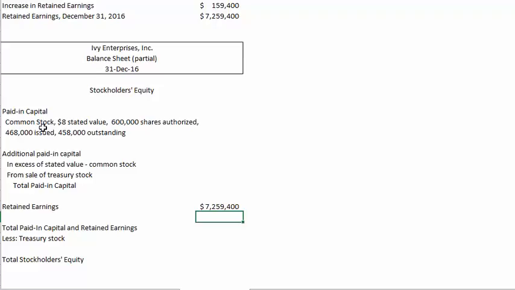And so we actually do need to list and let the shareholders know what's the stated or par value, how many shares have been authorized, issued, and outstanding. And this you can get right off of the problem, right?